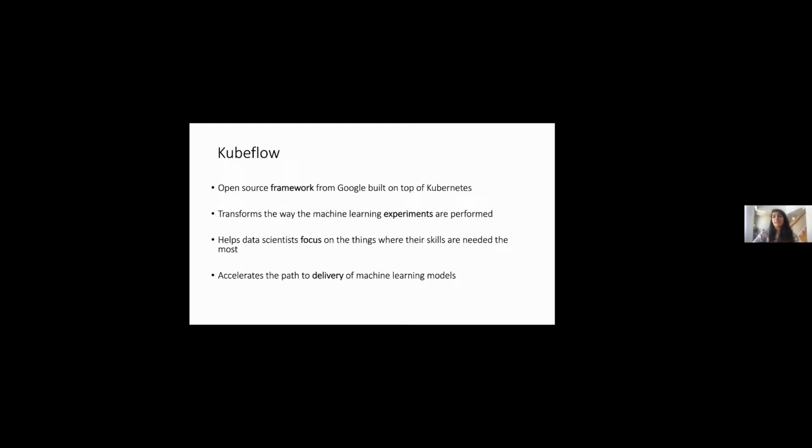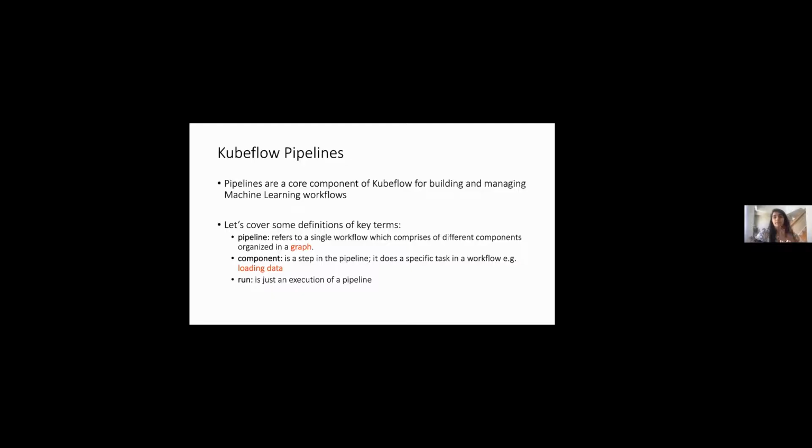Because everything runs on Kubernetes and at the microservice level, you don't have discrepancies between your dev system and your production system. So there's very little friction between making your machine learning model into production. So it helps that way. I'll be talking about Kubeflow Pipelines out of all the tools that Kubeflow provides. It's a core component of Kubeflow for building and managing machine learning workflows.